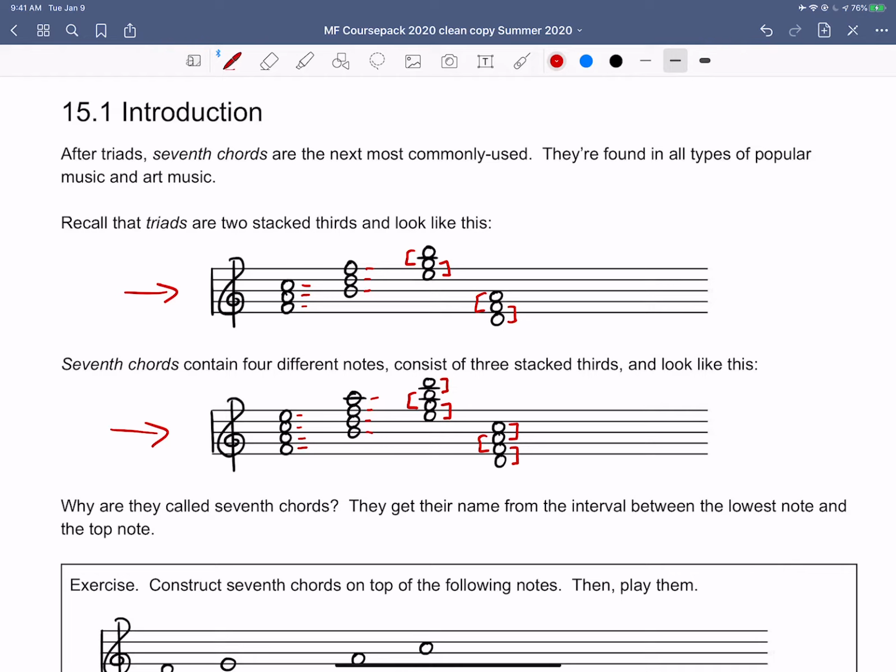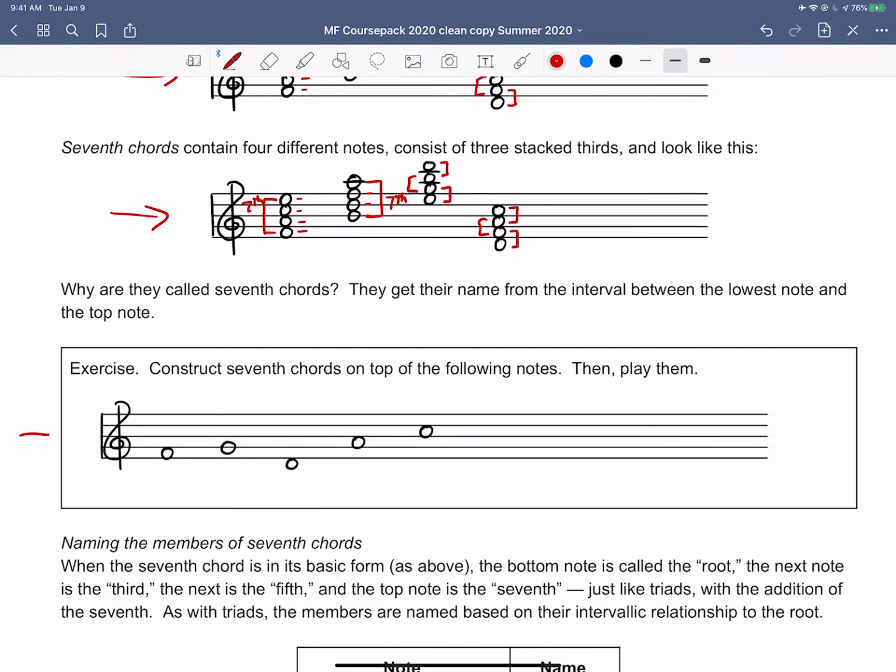Why are they called seventh chords? Well, it's because of the distance between the root and the top note, or the bottom note and the top note as you see them here. So F up to E is an interval of a seventh, B up to A is an interval of a seventh, and so on.